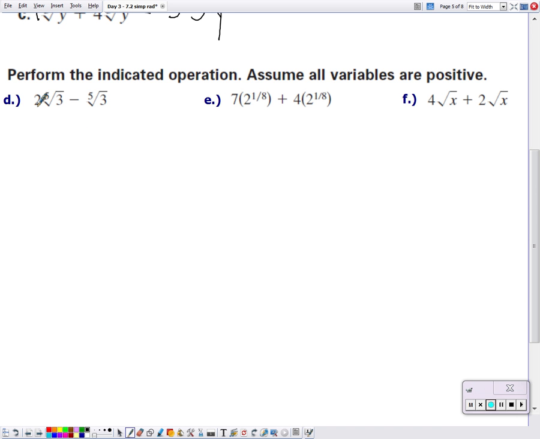Okay, letter D, we have 2 5 root 3's minus 1 5 root 3, and that leaves us with 1 5 root 3. You don't really need the 1. Here I've got 7 2 to the 1/8 plus 4 2 to the 1/8 makes 11 times 2 to the 1/8. Letter F, we have 4 root x plus 2 root x makes 6 root x.